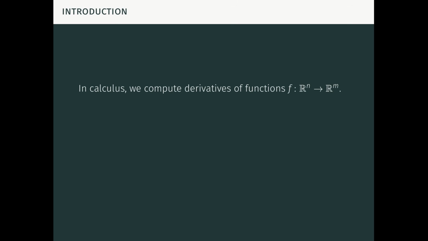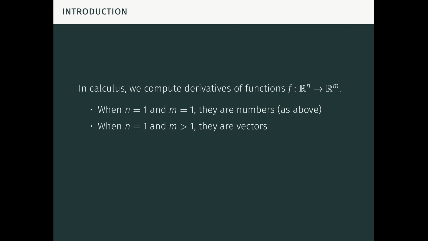In calculus, of course, we compute derivatives of functions f from Euclidean space Rn to Rm. And there's several special cases here. When n is equal to 1 and m is equal to 1, that's just the simple case of a real valued function of a single real variable, and derivatives are just numbers as we saw above. When n is equal to 1 and m is greater than 1, we're dealing with vector-valued functions of a single real variable, and the derivatives are just vectors.